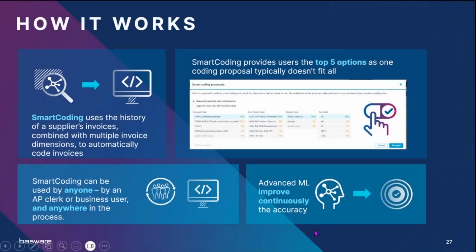So here's how it works. It looks at the history of suppliers' invoices or similar invoices to understand. You then get a series of options, and I'll show you those options in a bit more detail, and then the top 5. Then the person who's managing this, whether it be someone in accounts payable or someone in the business, is able to say, yeah, I accept that choice. So again, it can be used by someone in accounts payable or a business user, you can control that.